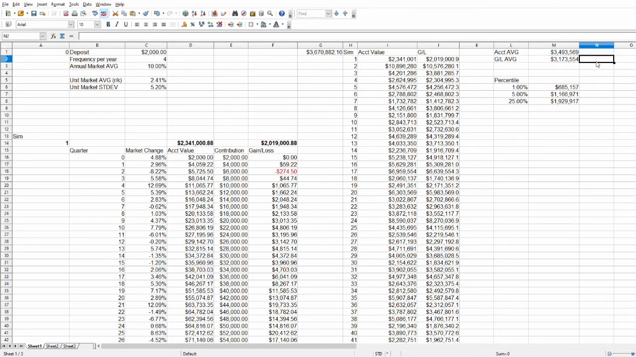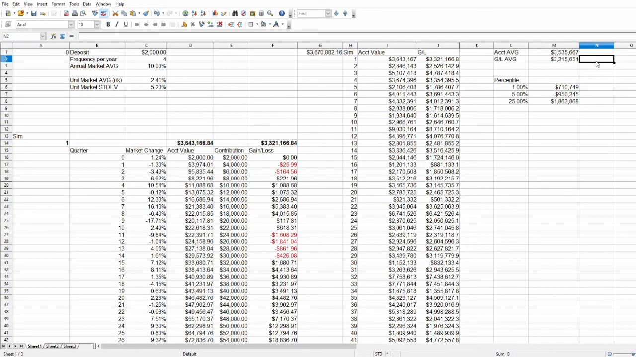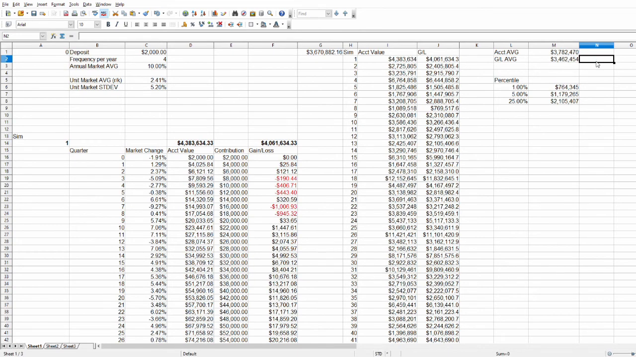Now, again, if I come out here and I hit F9, it's going to redo everything. But these numbers don't change a whole heck of a lot in column M. The gains and loss average is $3.2 million. Hit F9 again. $3.5 million. Doesn't change a whole bunch. The average of the account value is staying very, very close to what we predicted with the future value formula way back in deterministic land when we didn't even know what a random variable was.